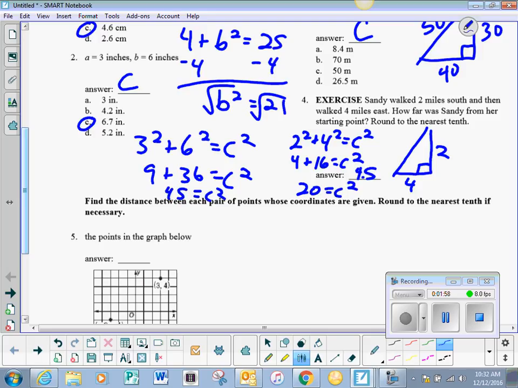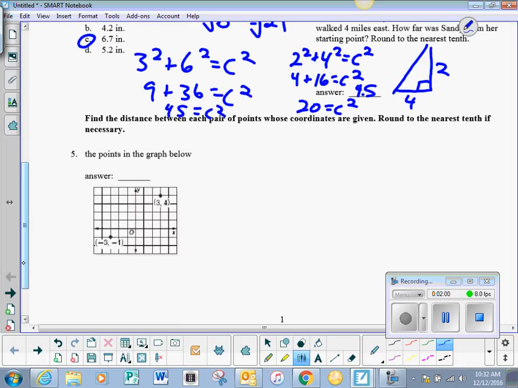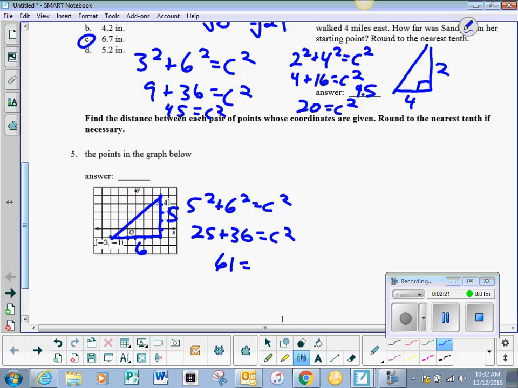It will be 4.5 units. Down here, if we want to find this distance here, we need to make a right triangle. And this is 1, 2, 3, 4, 5, 6 units. This is 1, 2, 3, 4, 5 units. 5 squared plus 6 squared equals C squared. So we have 25 plus 36, which is 61. So 61 is C squared, so C is the square root of 61, which is 7.8.